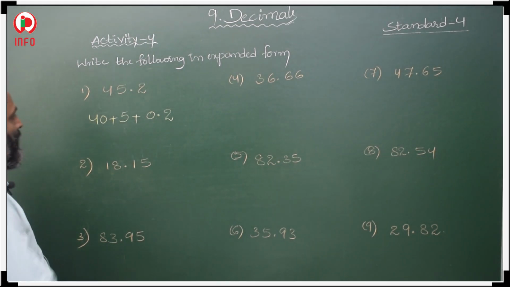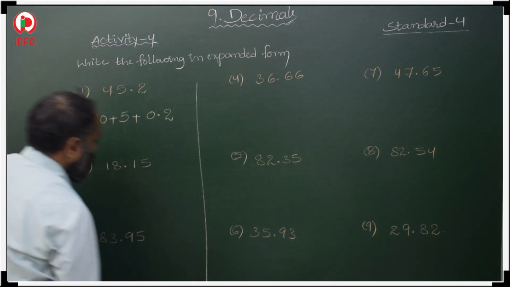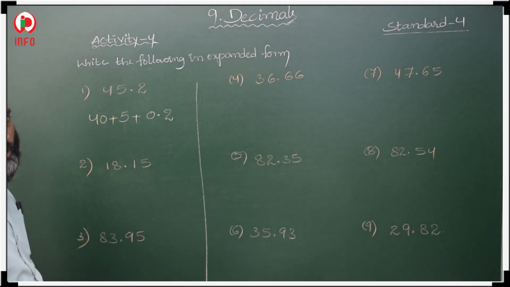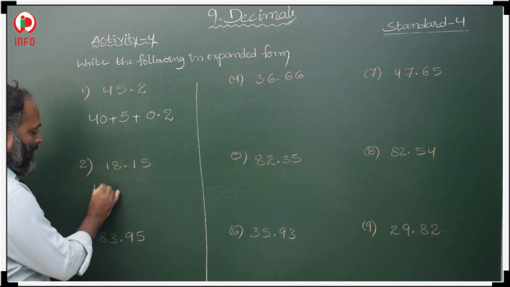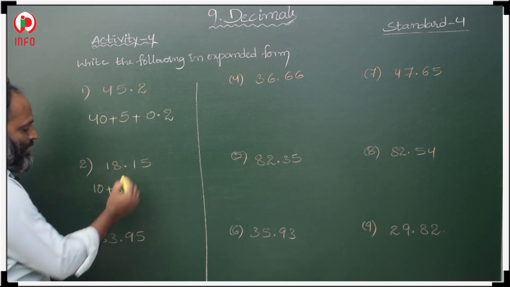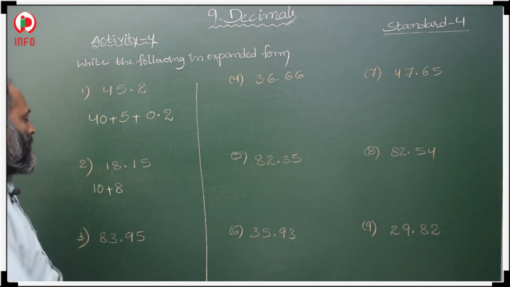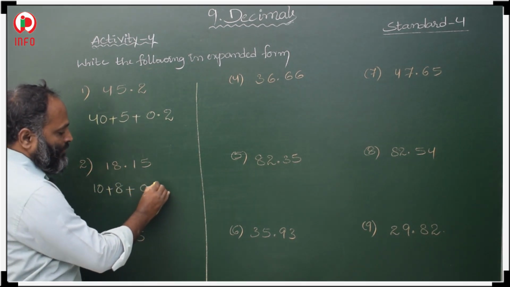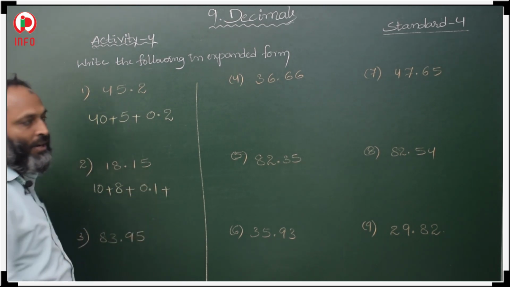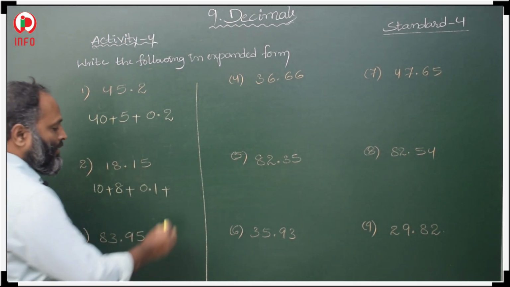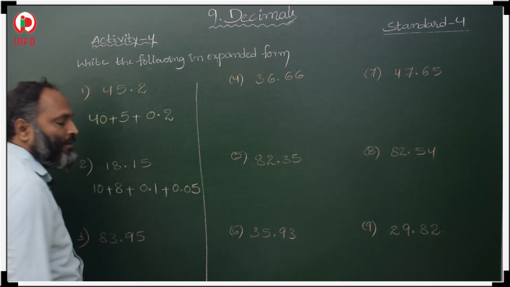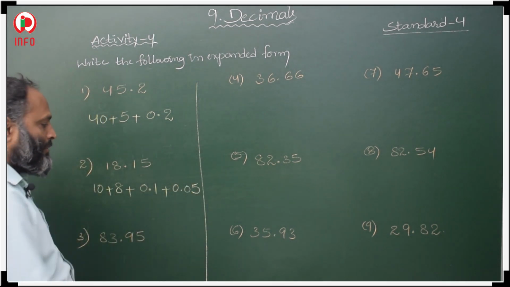The second one, here 1 is in tens place, that is 10, 8 is in ones place, plus 8, then after that decimal places. So 1 is in tenths place, so 0.1, this 5 is in hundredths place, that is 0.05.